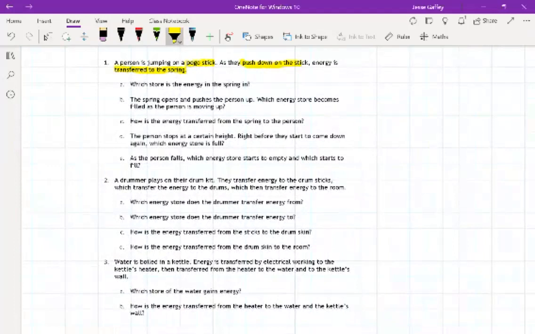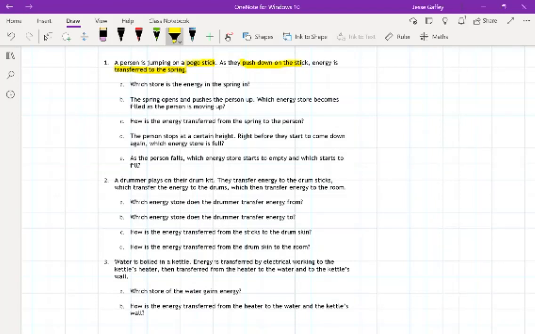A, which store is the energy in the spring in? The spring can stretch or compress, so which of the 5 stores would that be? That is going to be the elastic energy store. Well done if you got that right. The spring opens and pushes the person up. So it's physically pushing against them, pushing them up in the air. Which energy store becomes filled as the person is moving up? As they start to move, the kinetic store would be filling. The kinetic store.